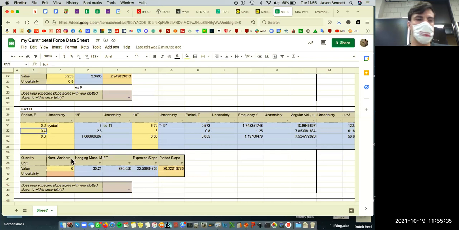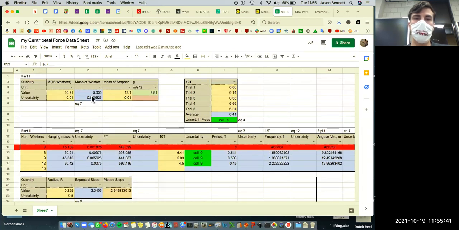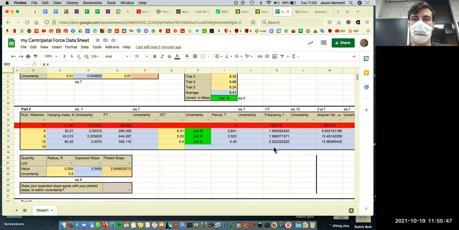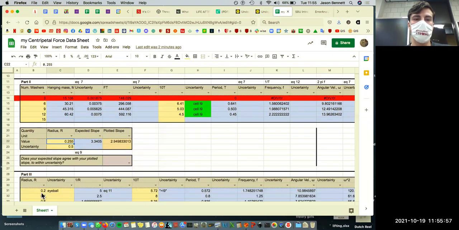Radius, you're measuring with your eyeball. One thing to note is that the units of things really don't matter. Grams, seconds, that doesn't matter because you're making a plot of it anyway. But the radius does need to be in meters because you can see up here that we're using gravity in meters. So when you're measuring distances, make sure to do meters.